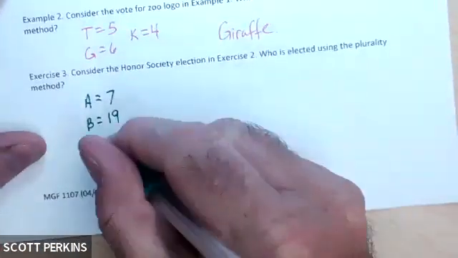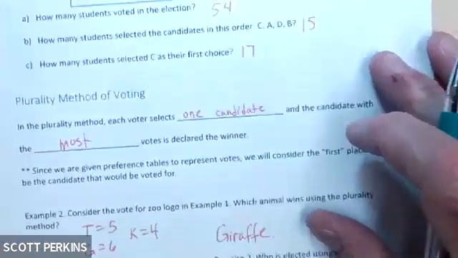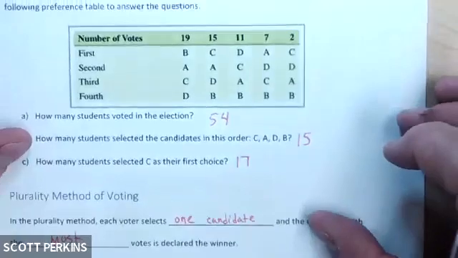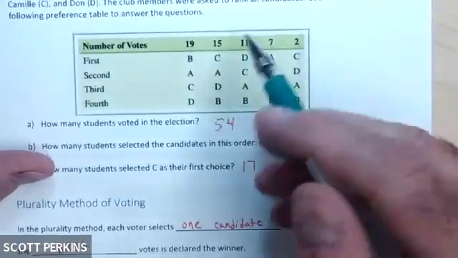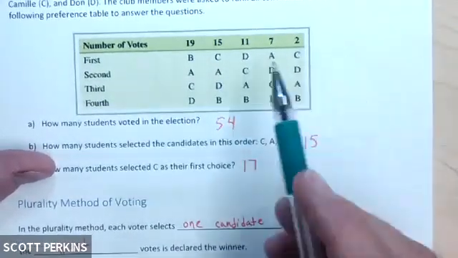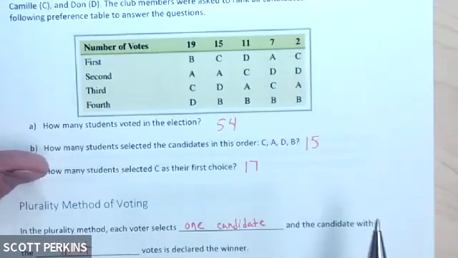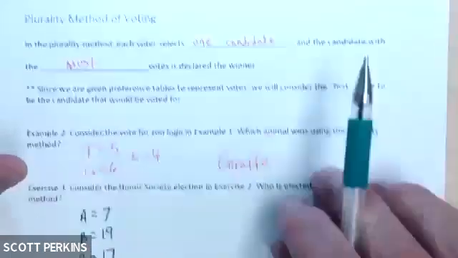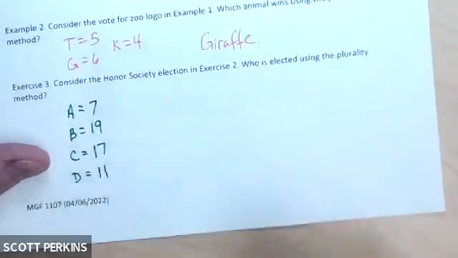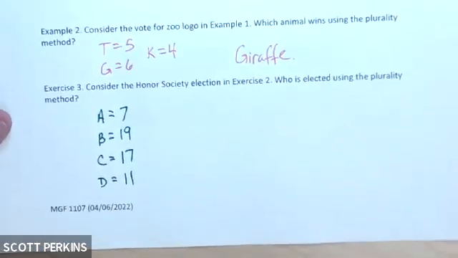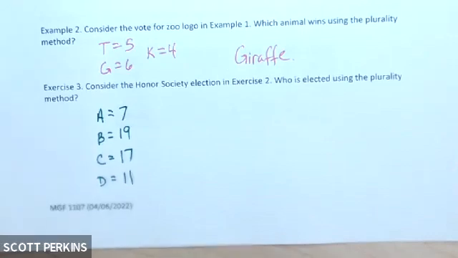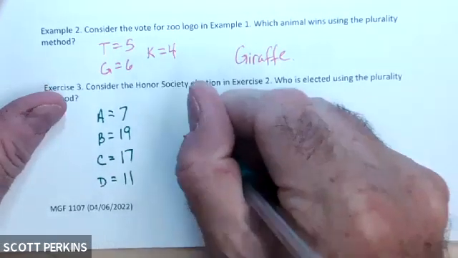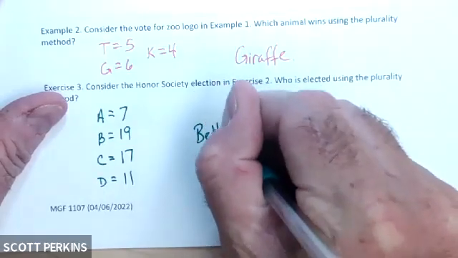How many people voted for Camille? 17. And then last but not least, how many people voted for Don? 11. Yep, this right here, these 11 right here. Remember, we're not considering any of the other things. We're assuming in a plurality election, these would have been what was on people's ballots. And so Don got 11. So if we're just going straight plurality method, who's going to win? Good for Betty. Excellent. All right.